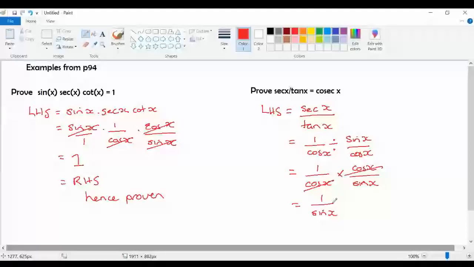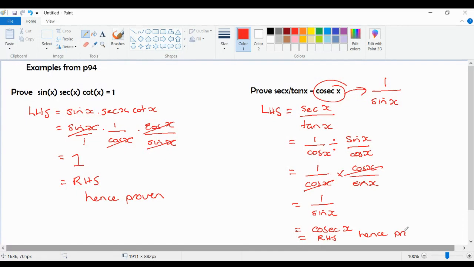Now, you've simplified the left-hand side as far as you can. And so now you've got to go back to what you need to make it equal. You do know that the cosec of x is 1 over the sine of x, and that's exactly the same as what's at the bottom. So you can say that this is equal to the cosec of x, which is the same as the right-hand side. And then you can say, hence, I have proven it. And then you have finished your proof.